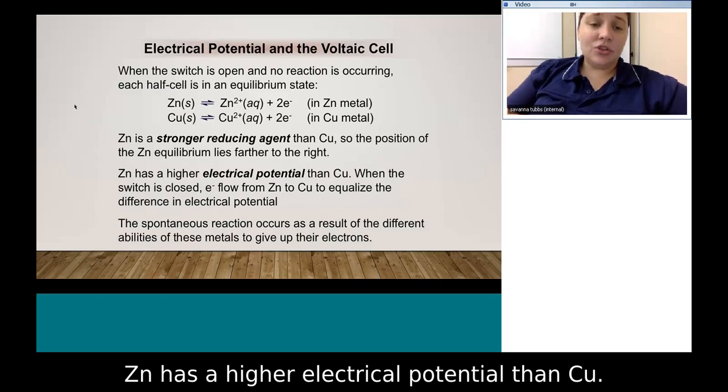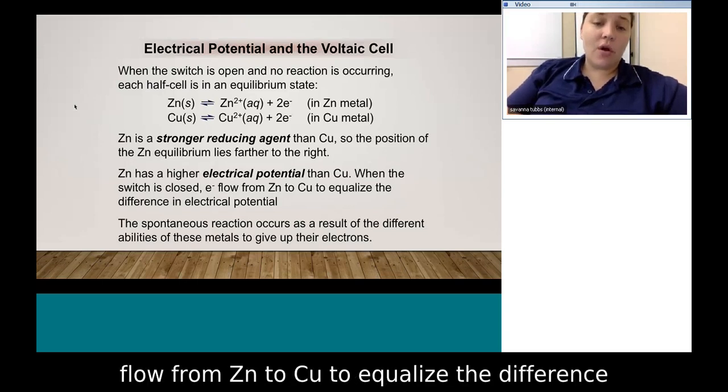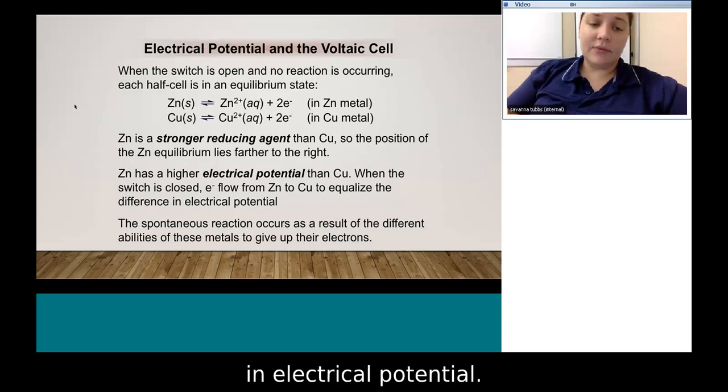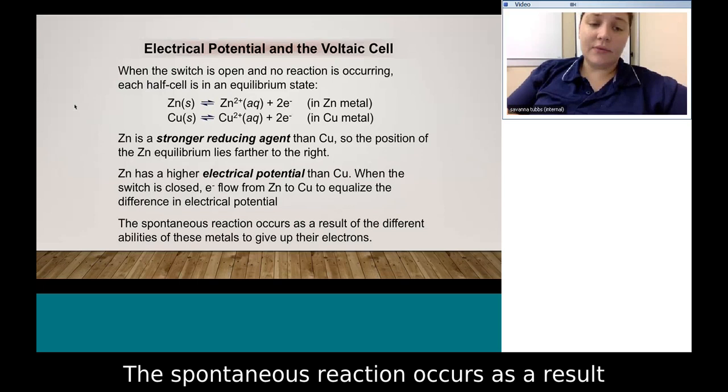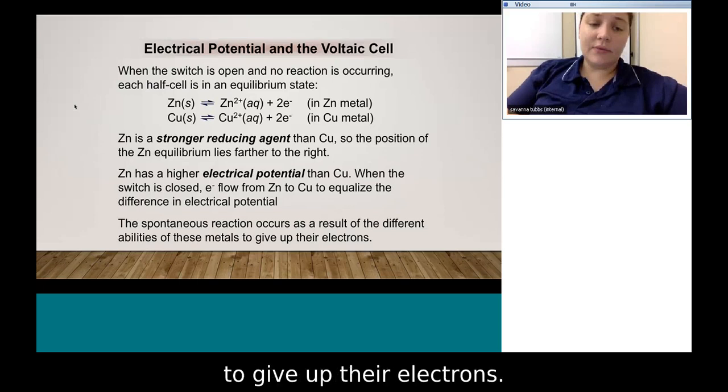Zn has a higher electrical potential than Cu. When the switch is closed, the electrons flow from Zn to Cu to equalize the difference in electrical potential. The spontaneous reaction occurs as a result of the different abilities of these metals to give up their electrons.